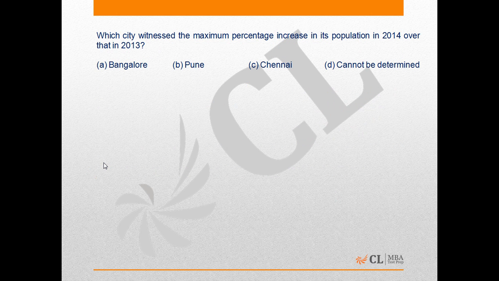In the next question, we have to find which city witnessed the maximum percentage increase in its population in 2014 over 2013. See, in the given diagram, there is no description of population. The information given in the previous question was for that question only, that cannot be extended for this question. So on the basis of given information, it is not possible to find the percentage increase in population of any of the four cities over the given period. Therefore option D is the correct answer, which is cannot be determined.